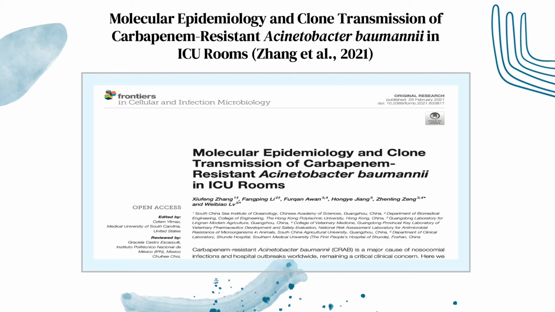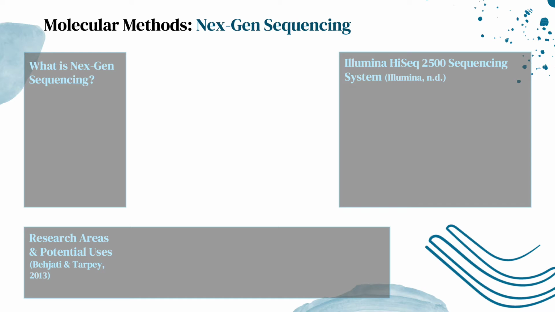This study is unique as it is the first of its kind to look at the molecular epidemiology, distribution, and phylogenetic relationships of CRAB clones isolated from patients in the ICU. So over 6 years, the authors collected these samples and then utilized next-gen sequencing to hopefully obtain valuable insight on CRABs. So let's briefly talk about next-gen sequencing.